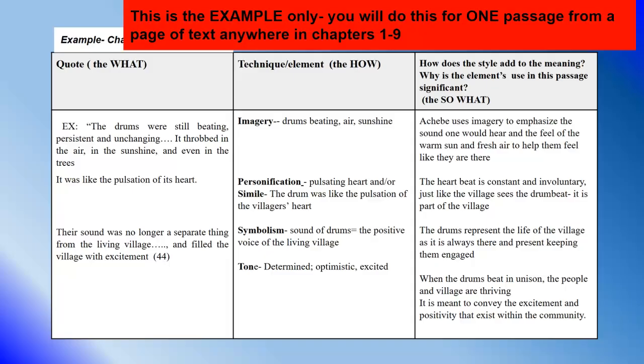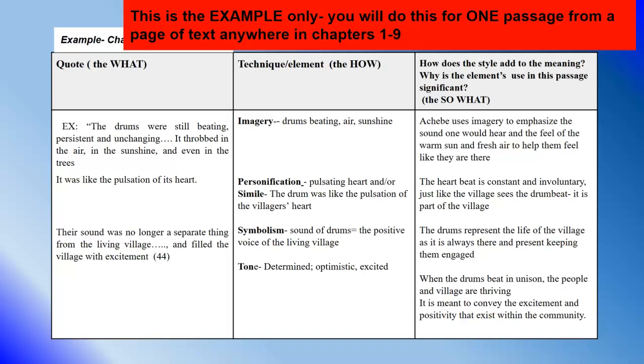Tell me what is being compared. And then finally, the hardest, higher level column is the so what column. So what about that? How does that add to the meaning of what Achebe is trying to show us or teach us? Or why is that element's use in the passage significant? Why is this part of what you are saying is a pivotal passage?